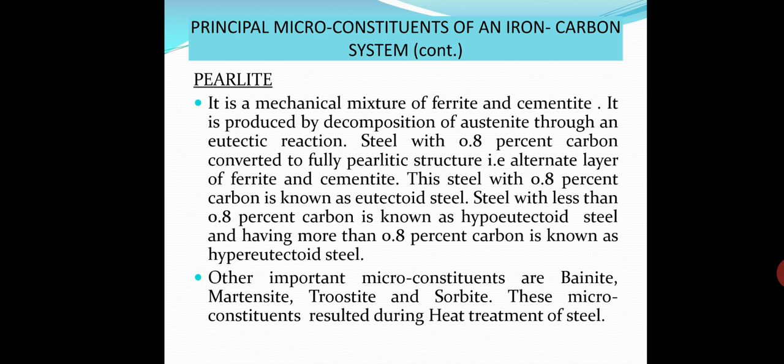These microconstituents result during heat treatment of steel, and will be discussed during the heat treatment process. So now remember specifically austenite, pearlite, ledeburite, cementite and ferrite, because these microconstituents will reappear while we discuss the iron carbon equilibrium diagram.